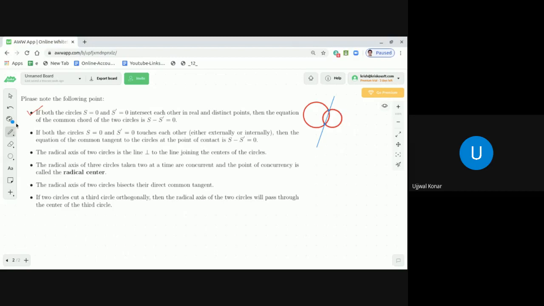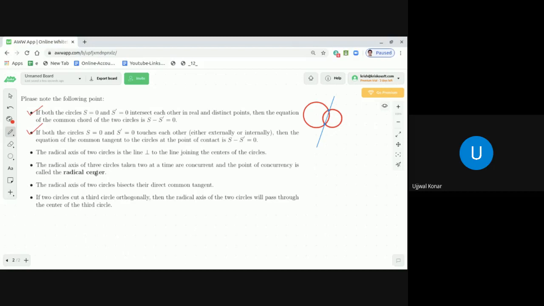Now the next point, dear students, is that if both the circles S equal to 0 and S dash equal to 0 touch each other externally or internally, then the equation of the common tangent of the circles at that point of contact is S minus S dash equal to 0. Correct? Understood? Third point is that the radical axis of two circles is the line perpendicular to the line joining the centers of the circles.